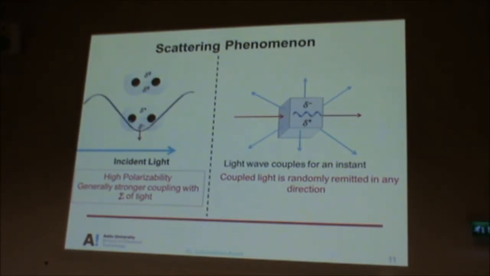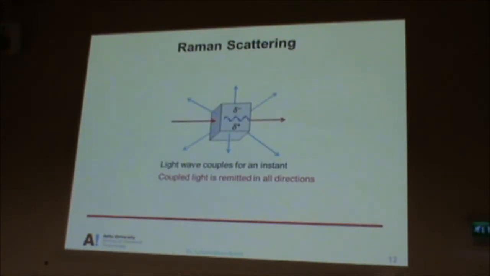And the re-emission can happen in any direction. It doesn't have to have a relation with the path that is coming in. So the coupled light is randomly emitted, and this is the fundamental basis for scattering. This is what scattering is all about. Okay. So now we have learned scattering. It's about the electric field of the incoming light wave coupling with the polarizability of a molecule.